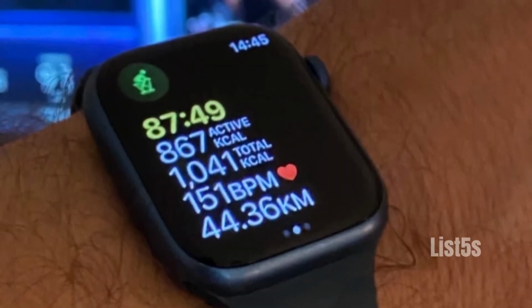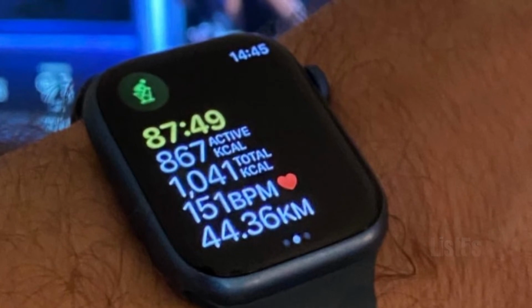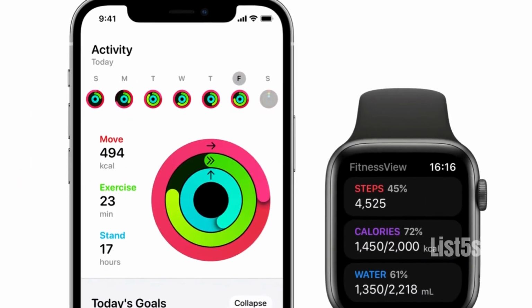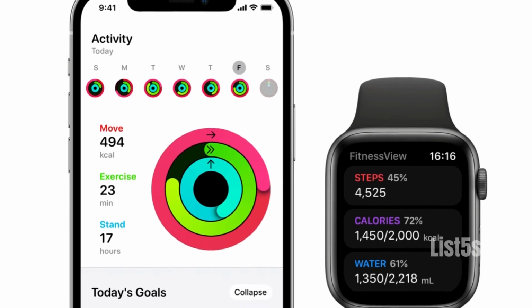Keep in mind that this number may be different from your total calories for the day, which includes all the activities you've done throughout the day, not just during your workout.